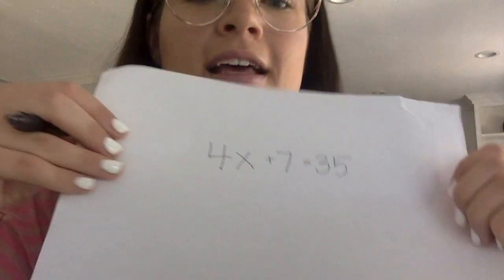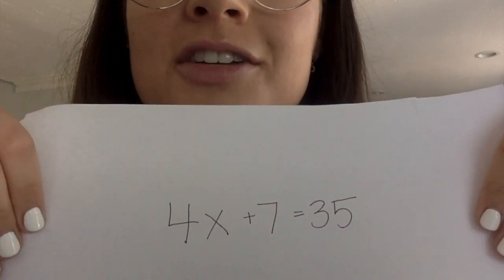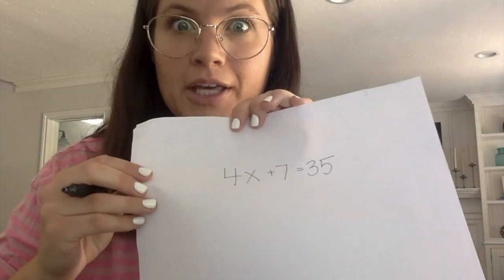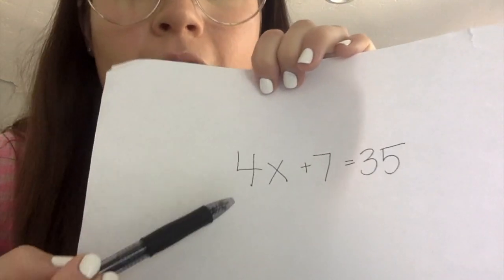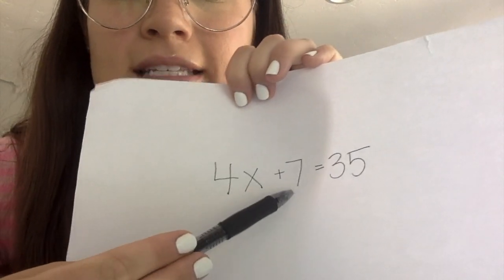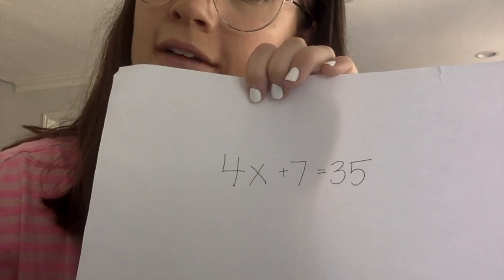Hi there, my name is Makeena, and today I am going to be teaching you how to solve for an unknown in an algebraic equation. So, our equation for today is 4x plus 7 equals 35.